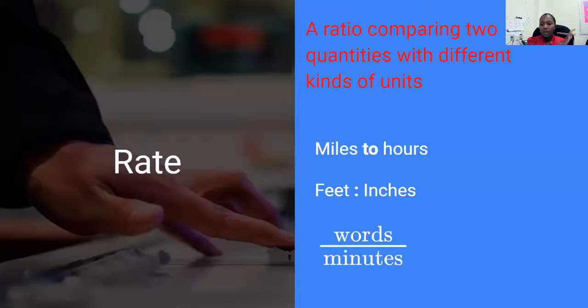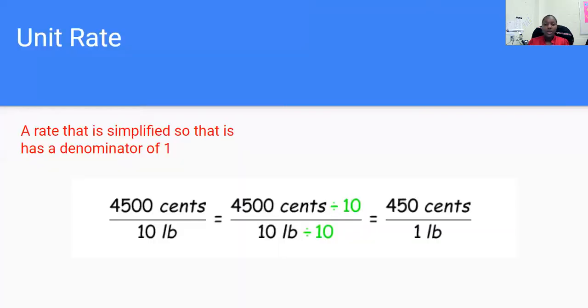Totally up to you. All right, a rate. A rate is a ratio comparing two quantities with different kinds of units. For example, miles to hours, feet to inches, words to minutes. These are different rates. Again, it is a ratio because of the word to, the colon, or it's written as a fraction form. Unit rate, a rate that is simplified so that it has a denominator of 1, its simplest form.